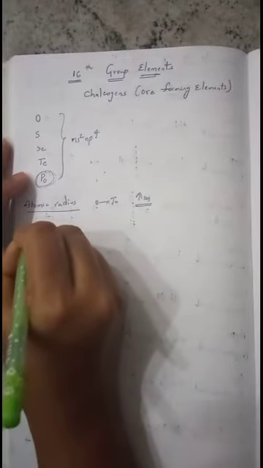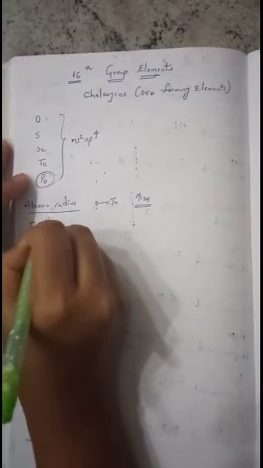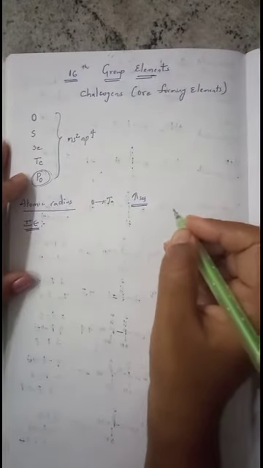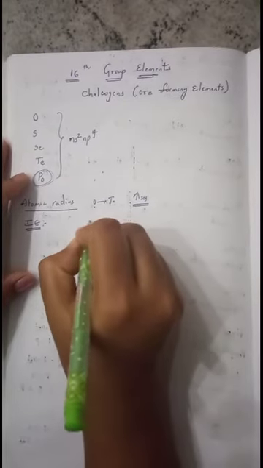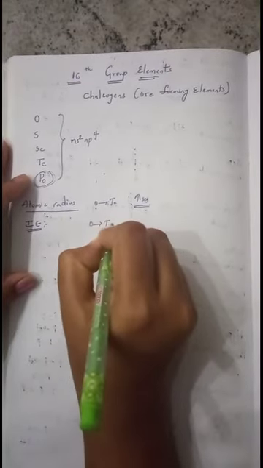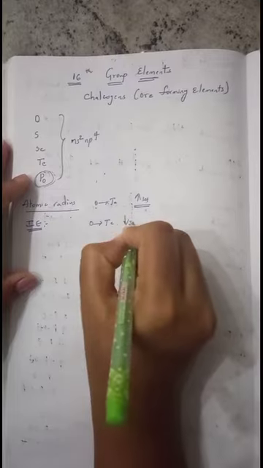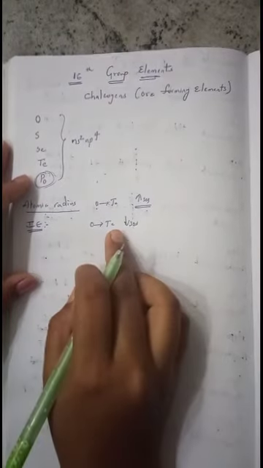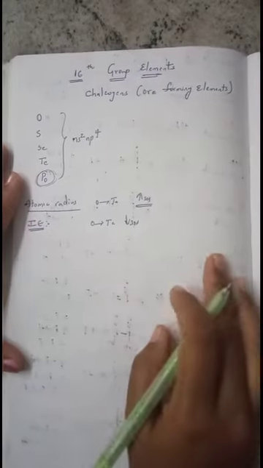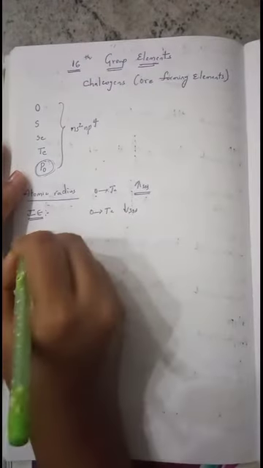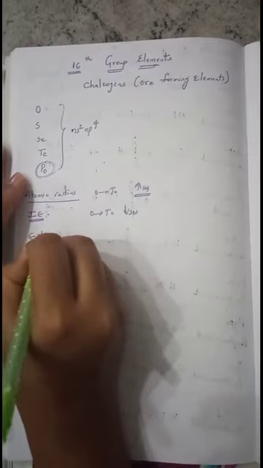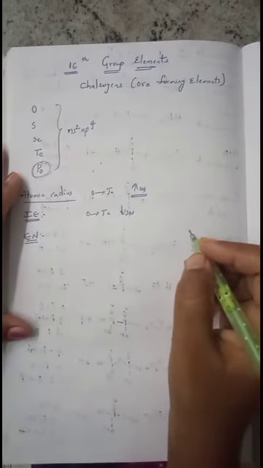Next, ionization energy. When you observe ionization energies, they decrease from oxygen to tellurium. From oxygen to tellurium, ionization energies or ionization enthalpies decrease. Next one, electronegativity. This electronegativity is very high for oxygen.